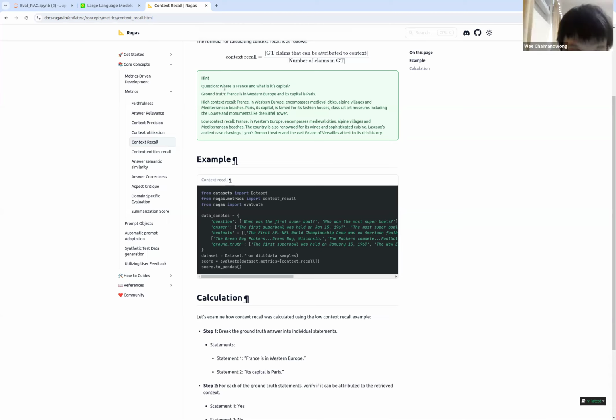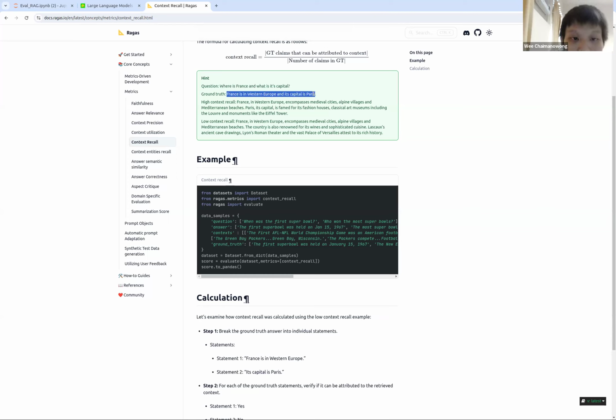Like how they're calculated. So the answer is, first Super Bowl was held. Okay, so it answers several things, and then you just count how many of those are correct. Yeah, so maybe let's do their example. Where's France in its title? Okay, that's easier to read.